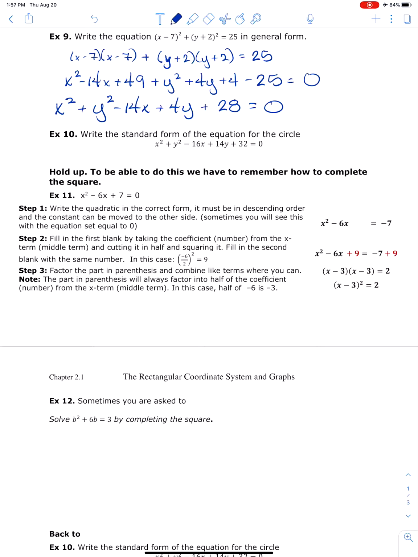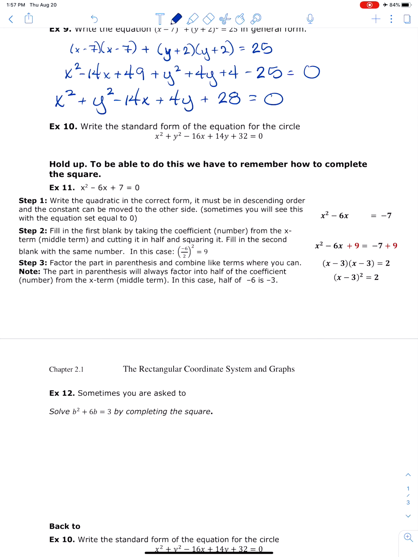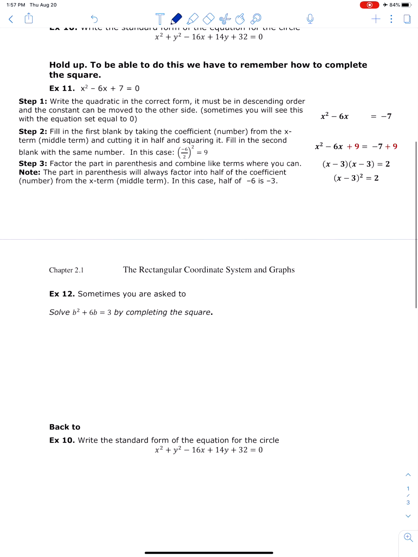So if you are not familiar with this, it would be a great time to pause the recording, take a look at example 7, walk through the steps there. I am not going to take time here to read that to you, but I'll meet you on the other side. And we'll start with example 12.